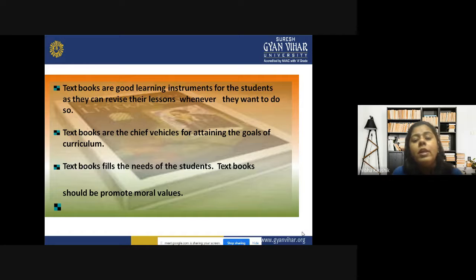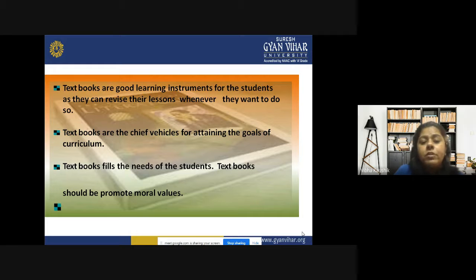Textbooks are good learning instruments, meaning that with the help of the textbook we will be able to make the students learn. A good learning instrument is the textbook, as students can revise their lessons with its help. They can revise the lesson which they have read in the classroom whenever they want to, anytime, anywhere.